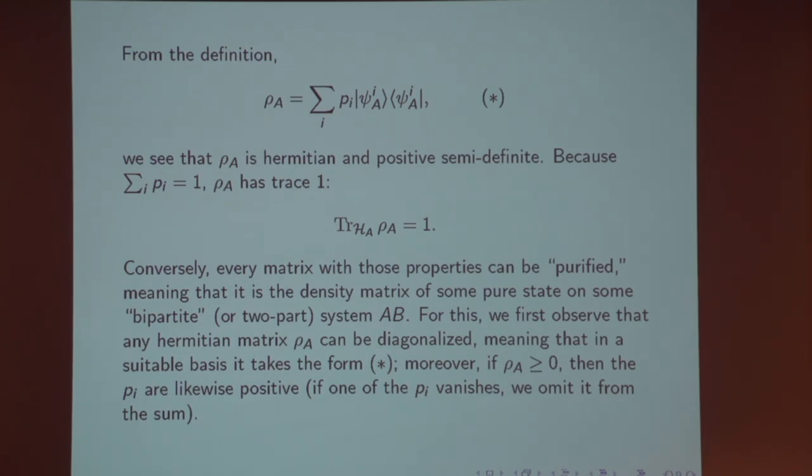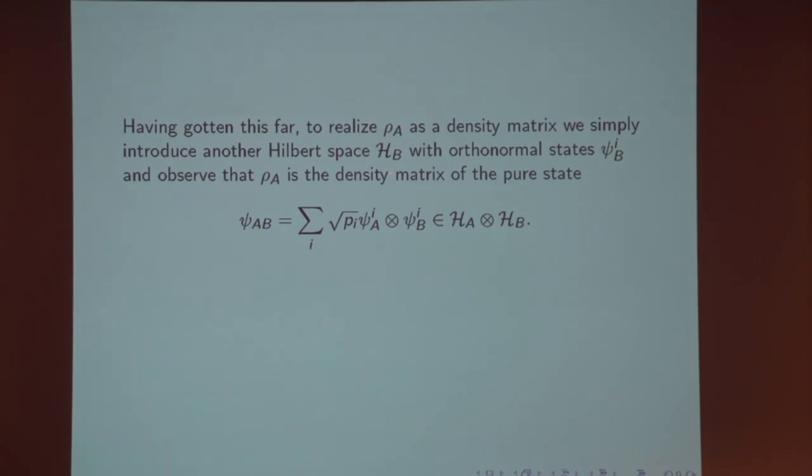Given this formula, we introduce a second Hilbert space with orthonormal states psi B i, and we write down this formula for psi AB. And as we've said already, that psi AB will give rise to the density matrix on the previous slide. So every density matrix arises from such a bipartite state, and conversely, every bipartite state produces a density matrix.